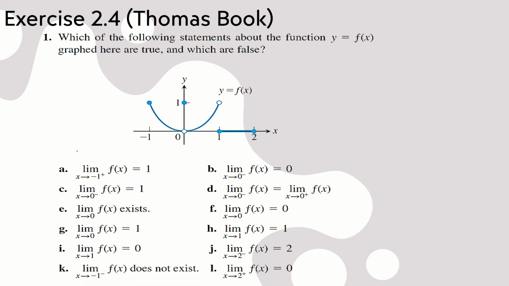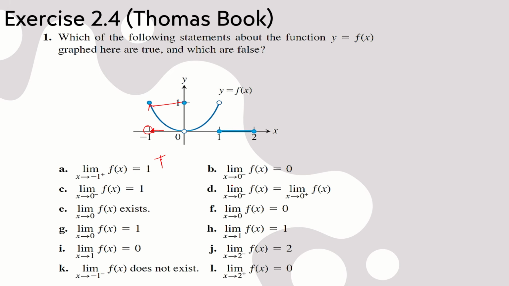So the first question is saying limit x goes to -1 from the right side, f of x is equal to 1. So this is our point where we want to check the limit of the function. If we approach this point from the right side, where is this graph going? You see the graph is moving towards 1. So that means this is true. So right hand limit at x equal to -1 is 1, and that's true.